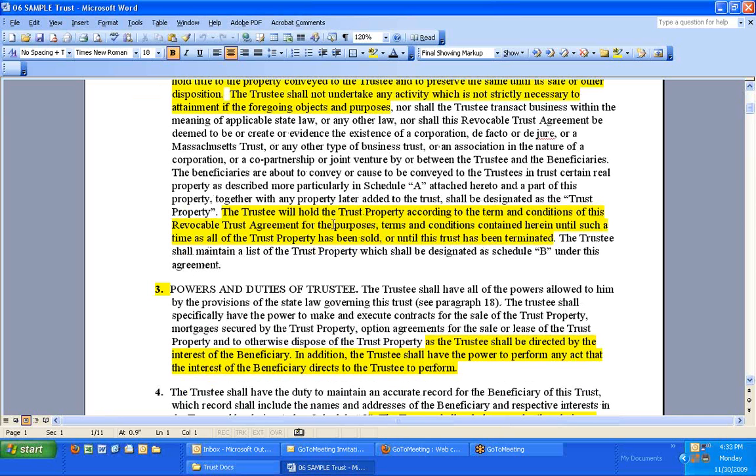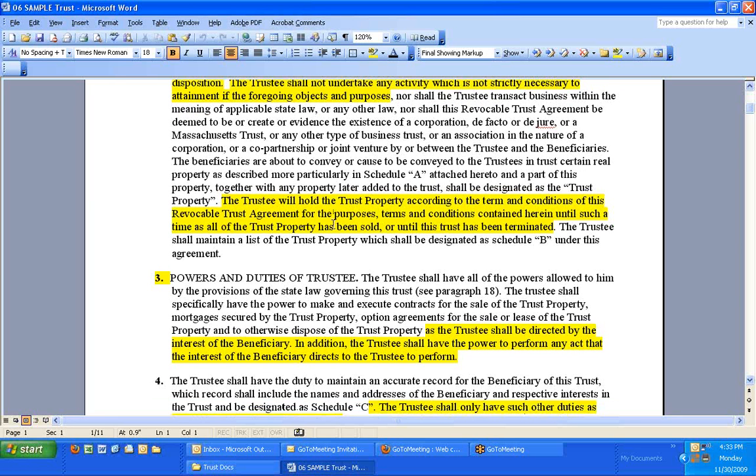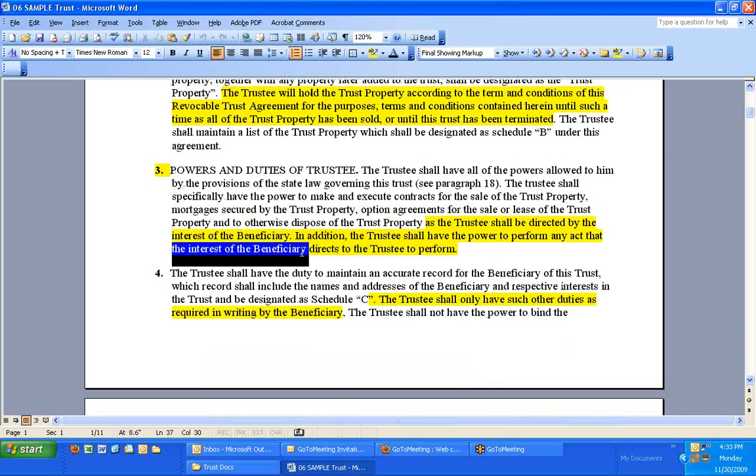Under the powers and duties of the trustee, the trustee shall be directed by the interest of the beneficiary. Beneficiary, of course, is your homeowner. In addition, the trustee shall have the power to perform any act that the interest of the beneficiary directs the trustee to perform. So what we're talking about here is that by law, a trustee is required to do only that which is in the beneficial interest of that beneficiary, in this case, your homeowner.